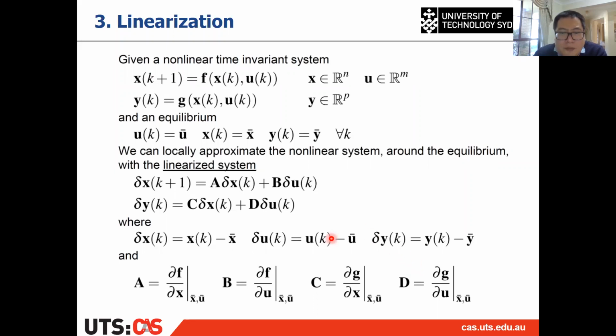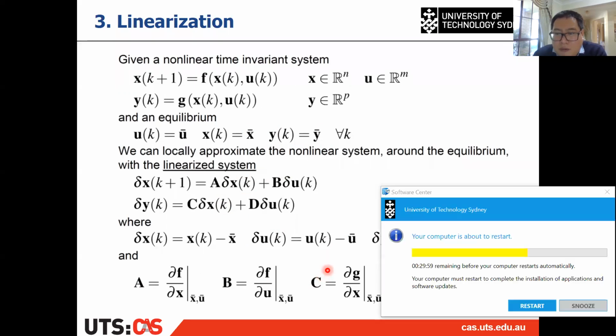So if you have a nonlinear discrete time system, and then you have an equilibrium point, and you want to do the linearization at that equilibrium point, then the linearization is something like this. And you can calculate A, B, C, and D by calculating the partial derivatives of f and g.